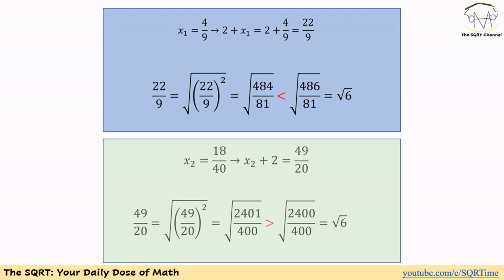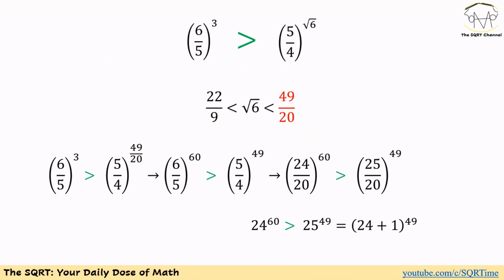484 is a little less than 486, and we can see that 22 over 9 is actually less than the square root of 6. On the other hand, if you take x2 as the initial point and use 2 plus x2 to find a square root of 6, you will end up with 49 over 20. And if we repeat the steps that we took, you can see that 49 over 20 is actually greater than a square root of 6.